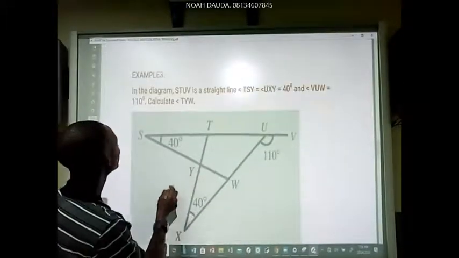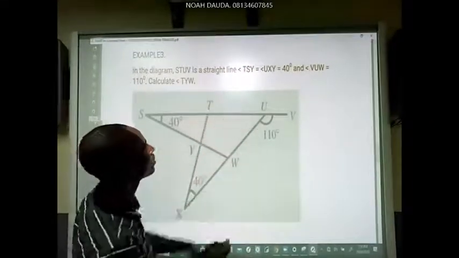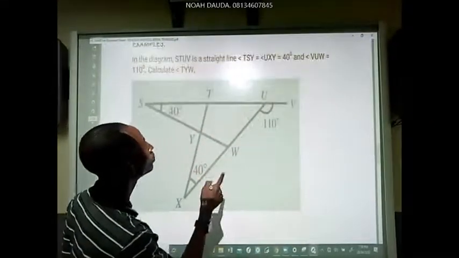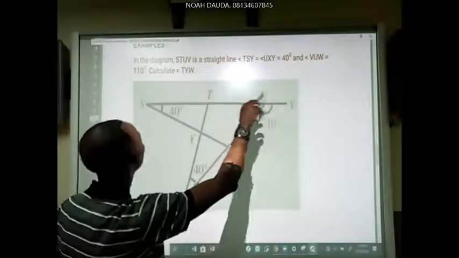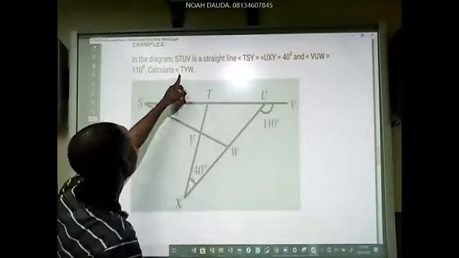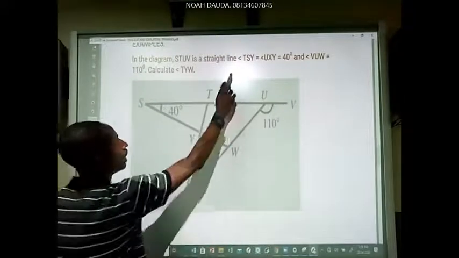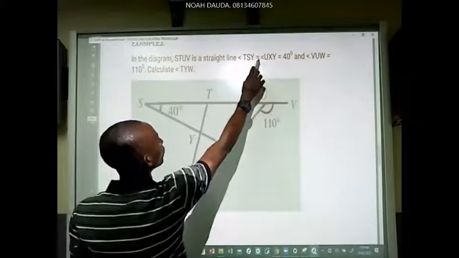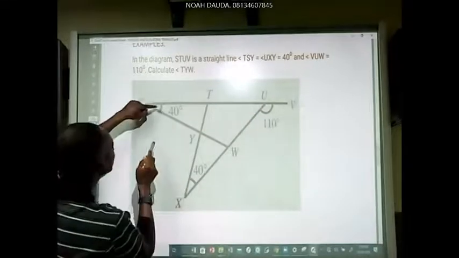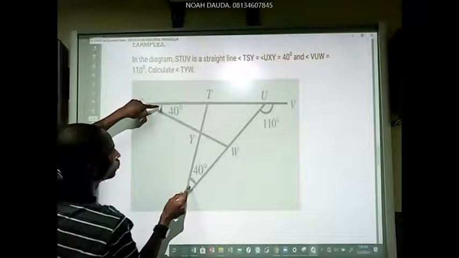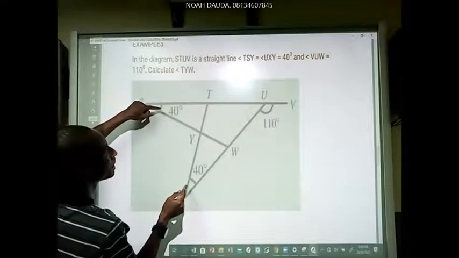So the next question says, in the diagram, STUV is a straight line, and angle TSY equals angle USY equals 40 degrees, and angle VUW equals 110 degrees. Calculate angle TYW. Now let's take it one after the other. Angle TSY equals angle USY equals 40 degrees. This angle, which equals 40 degrees, as we indicated in the diagram.